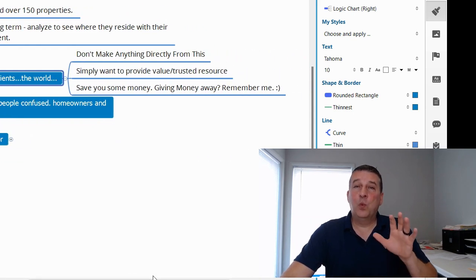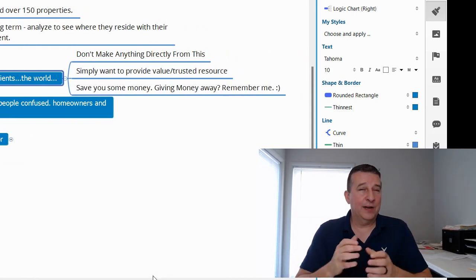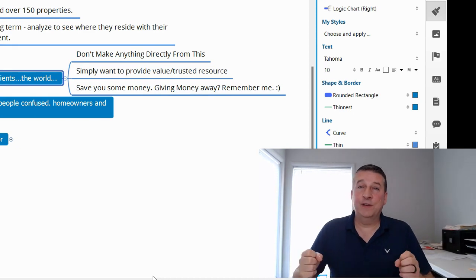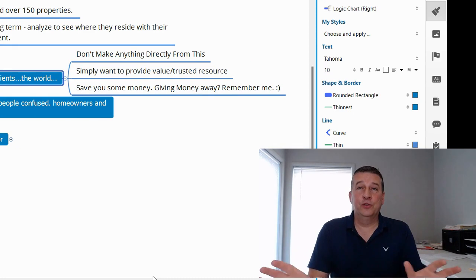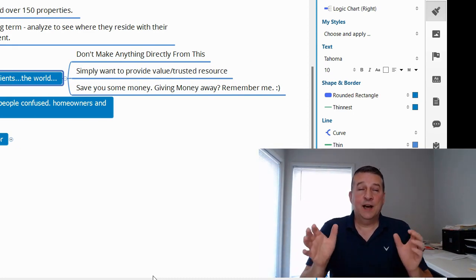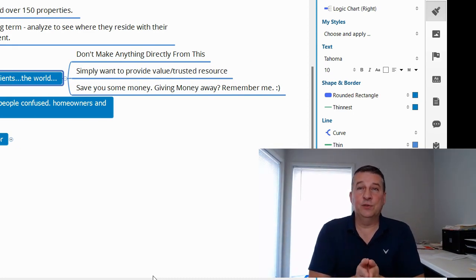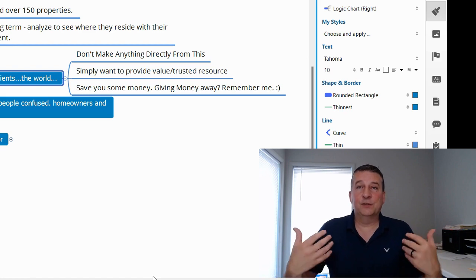And then why am I doing this in particular? I don't get any financial benefit from you. If you decide that you want to go and file a tax appeal, great, more power to you. I simply want to provide value to you and be a trusted resource for you.